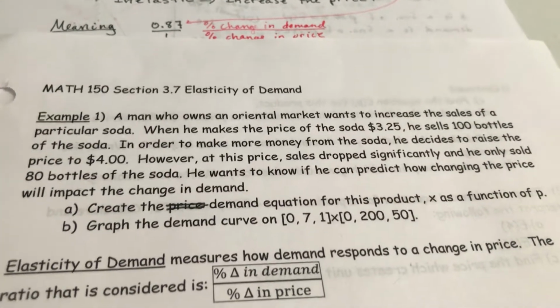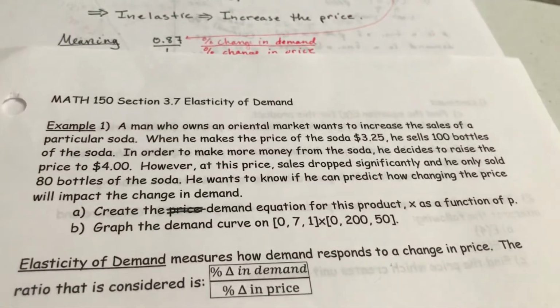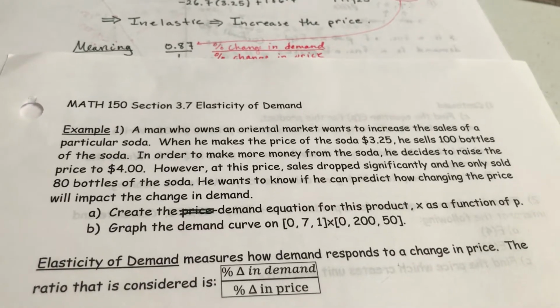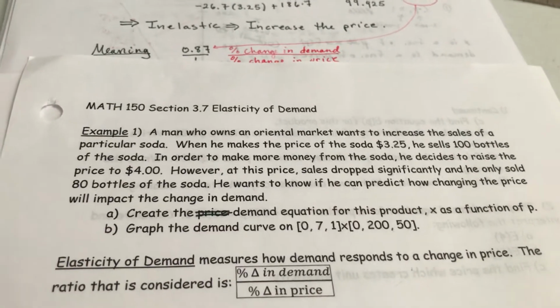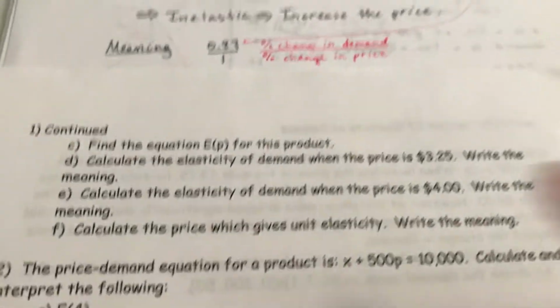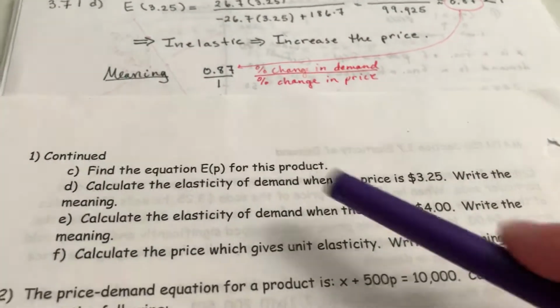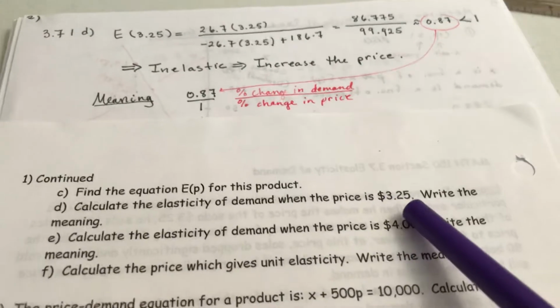All right, students, welcome back to 3.7, Elasticity of Demand. I am now on example 1D, which is on the flip side of this page. Because we already found E of P for this product, those were the sodas. Now we're supposed to calculate the elasticity of demand when the price is $3.25.